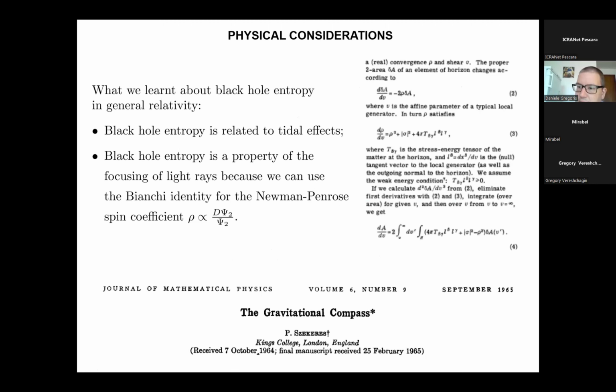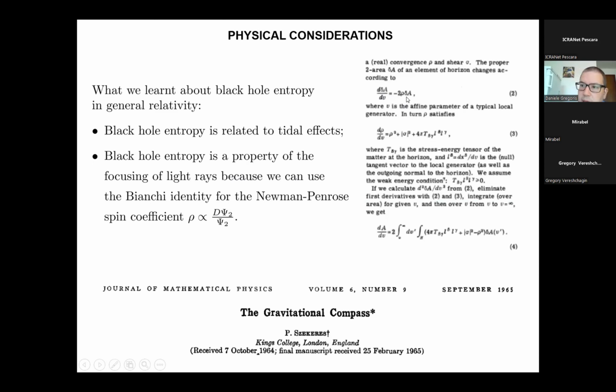So let's now make some physical considerations beyond this purely mathematical formalism. We think we have learned the following things about black hole entropy in general relativity. Black hole entropy is related to tidal effects because the Weyl curvature appears in the geodesic deviation equation, as we can read in this paper by Szekeres, in which a physical interpretation of the Newman-Penrose quantities has been given. Also, black hole entropy is a property of the focusing of light rays because we can use the Bianchi identity for the Newman-Penrose spin coefficient, which turns out to be exactly our gravitational entropy density. In fact, already Bekenstein had explained that the change of area, the area variation for the horizon, which means the variation of entropy, is accounted for by this spin coefficient.